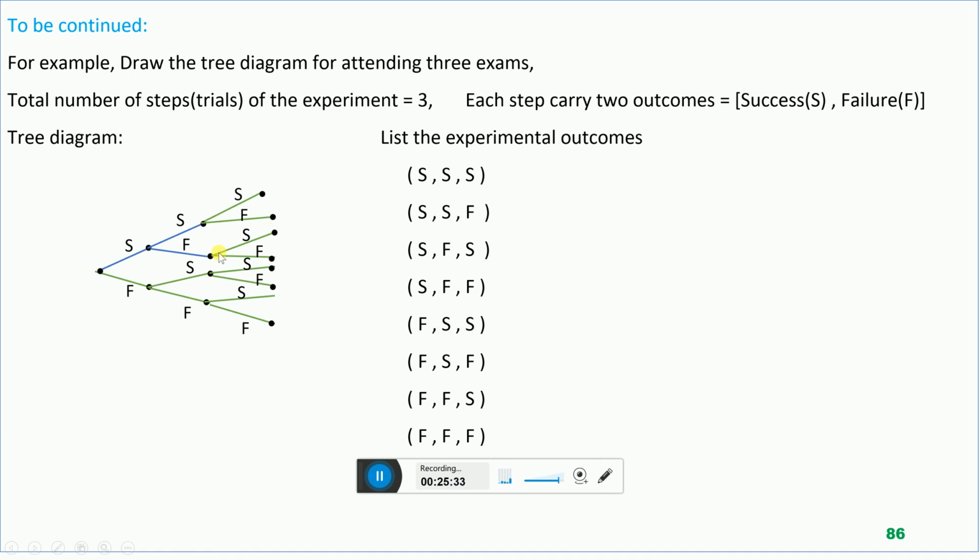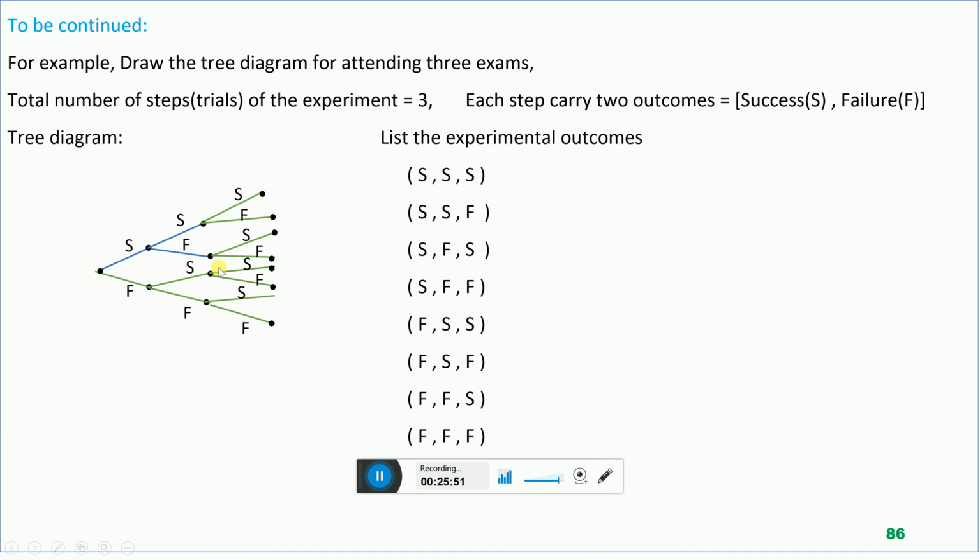So we draw one path here. From this point we extend to this point, and we draw one path here. So we extend the second outcome of the second task further into two outcomes. This is success in exam and this is failure in exam.